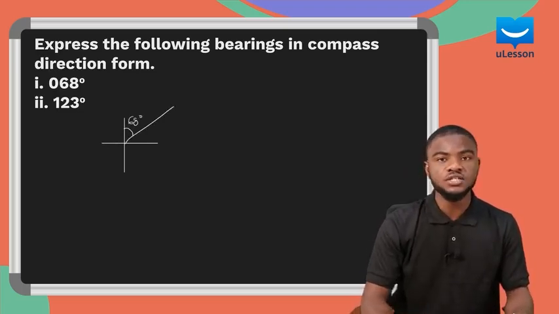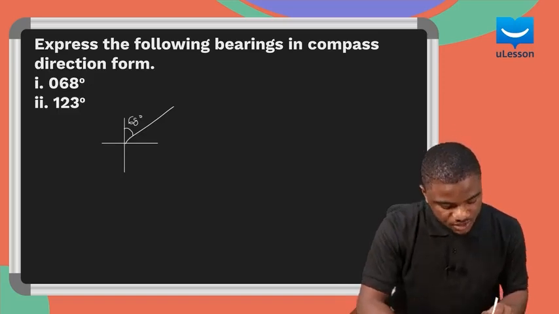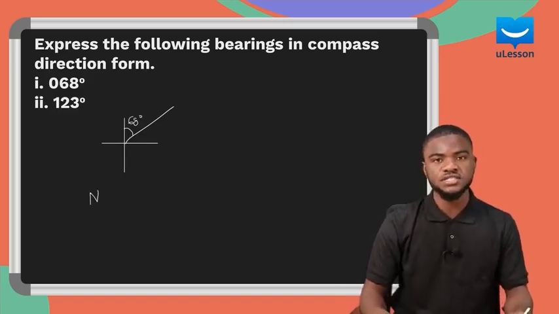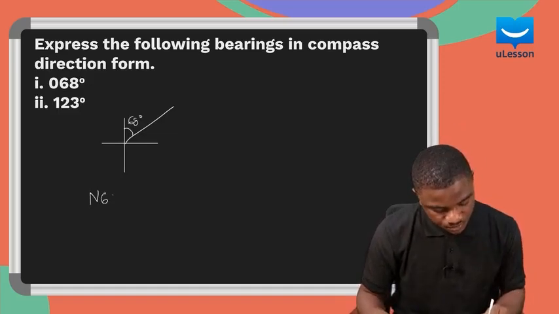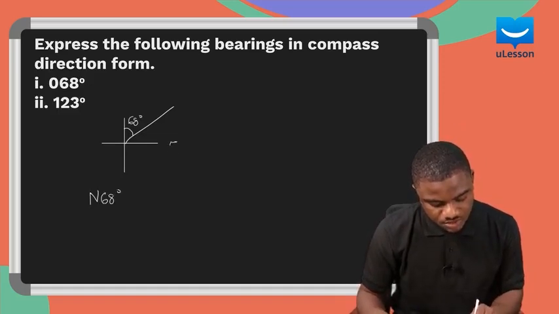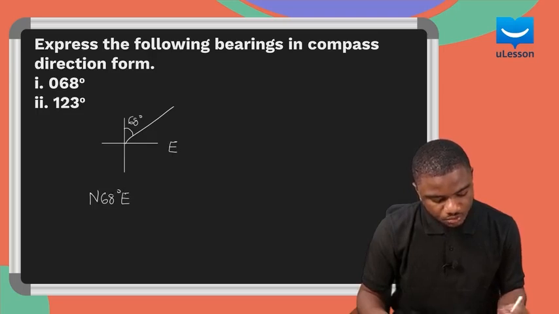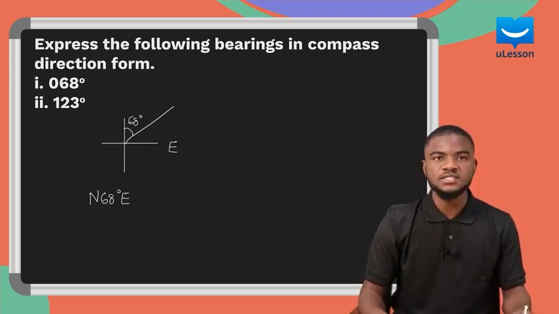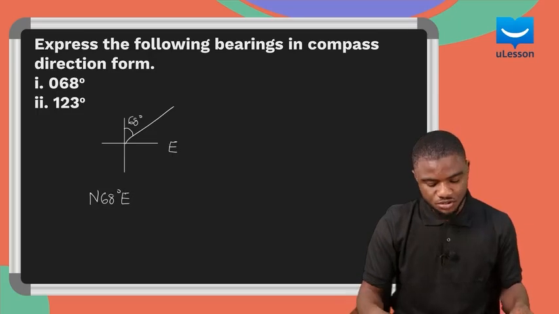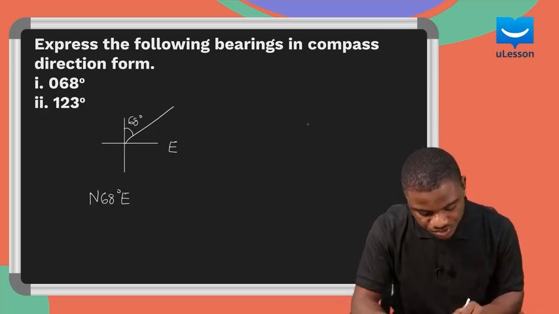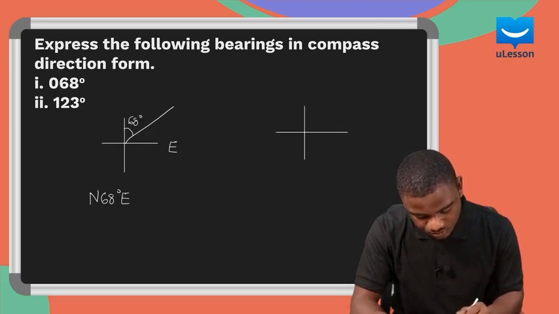Since this angle is close to the north, we write out our north, and the angle from the line to the north is 68 degrees, and also it is to the east. Our compass direction becomes north, 68 degrees east. For the second part of the question, for 123 degrees, we draw out the bearing 123 degrees.